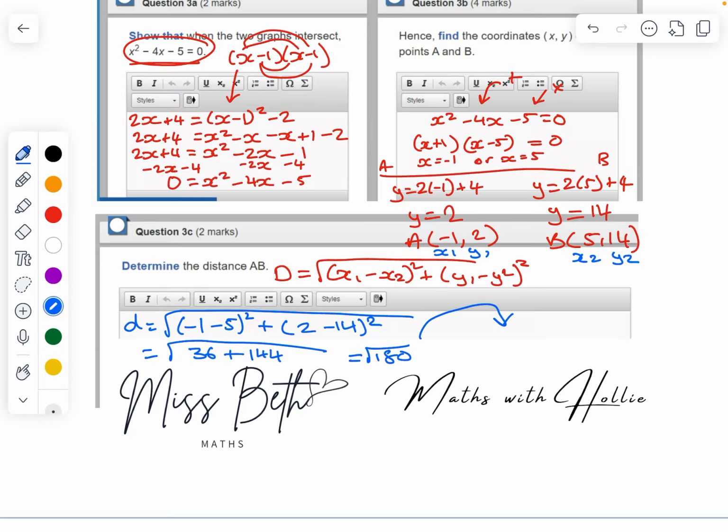If we're going to simplify the square root, you need two numbers, one of them has to be a square number, that gives you 180. So it's 36 and 5. And then we know the square root of 36 is 6.